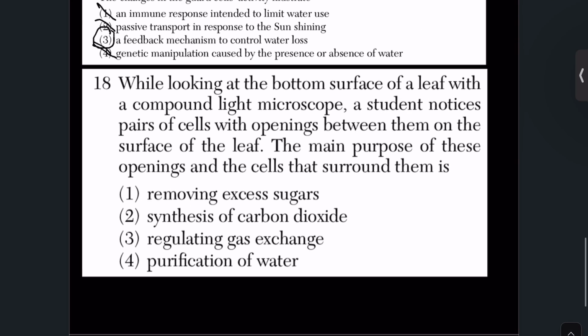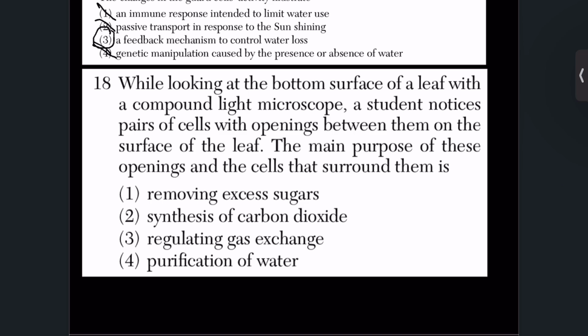Next is number 18. That says, while looking at the bottom surface of a leaf with a compound light microscope, a student notices pairs of cells with openings between them on the surface of the leaf. The main purpose of these openings and the cells that surround them is... So this is also another question about the stomata and the guard cells.